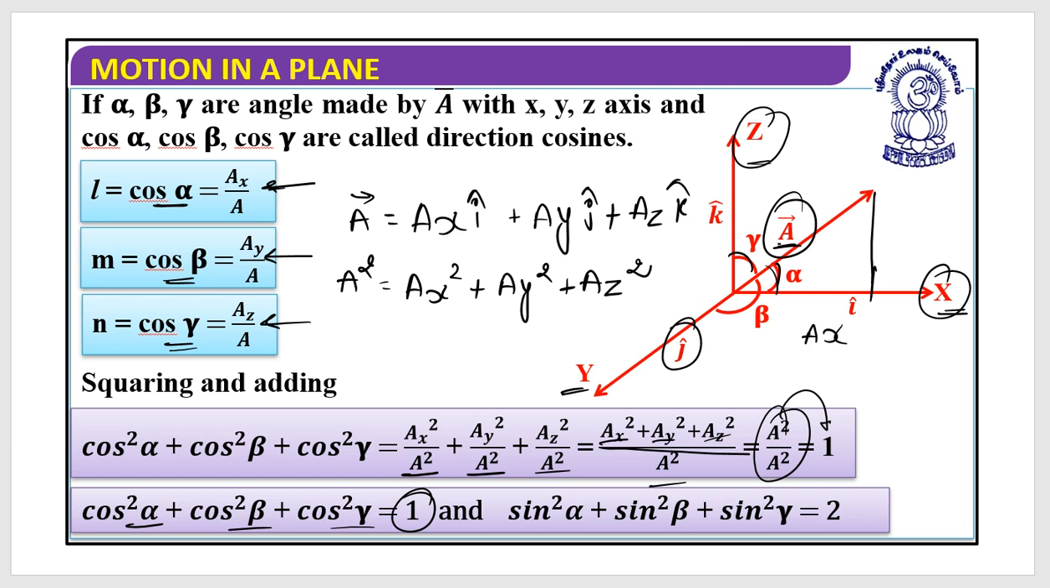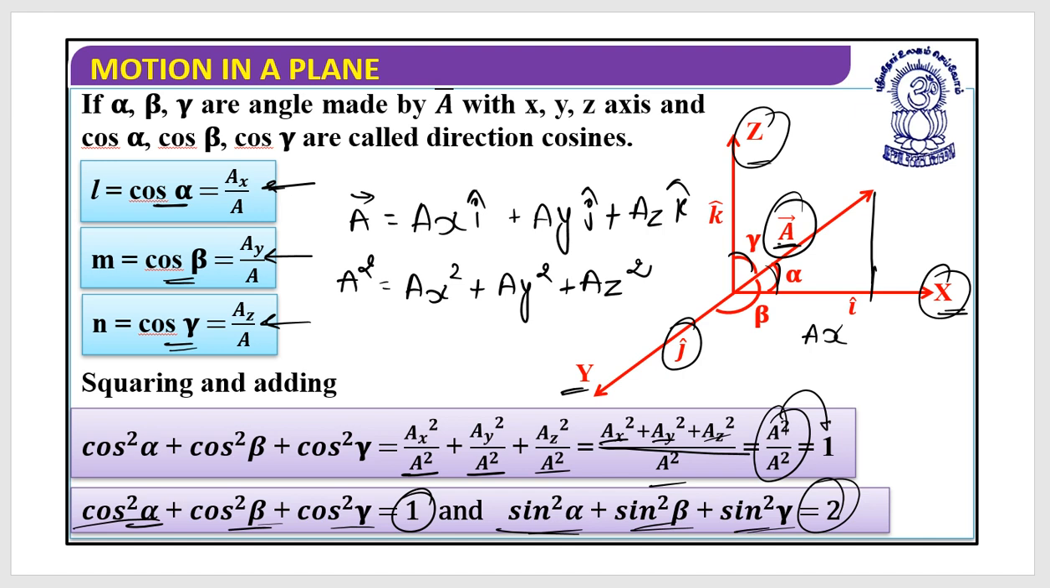And if I want to find the value of sine square alpha plus sine square beta plus sine square gamma, how could it be done? Just replace cos square alpha with 1 minus sine square alpha, cos square beta with 1 minus sine square beta, and cos square gamma with 1 minus sine square gamma. Then you get sine square alpha plus sine square beta plus sine square gamma equal to 2. So please remember this. In one of the examinations this has been asked, the value of sine square alpha plus sine square beta plus sine square gamma.